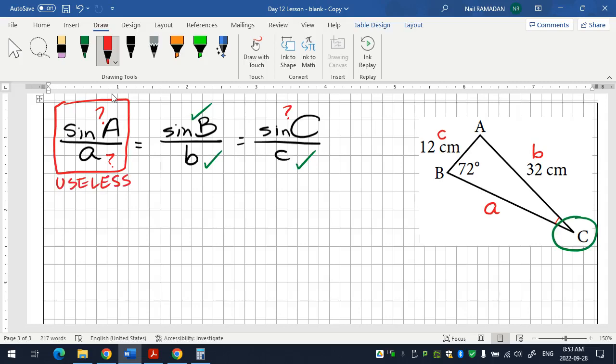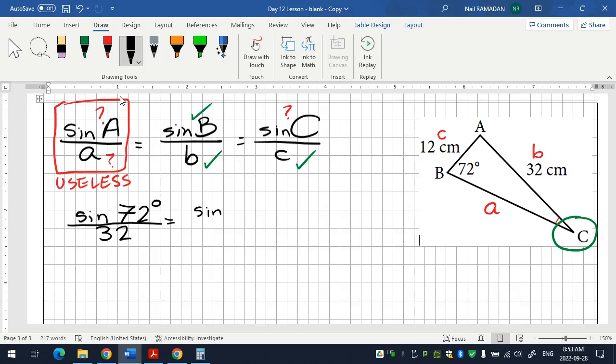Okay. Now, can I put some numbers in? Of course I can, because I'm already done with the symbols. I need to plug in some numbers. Again, how many check marks do I have? Whenever you have 3 check marks and 1 question, you can do what? Cross multiplying. So let's do the numbers. Sine of B is sine of 72 degrees over, what's b? 32 equals sine of, do I know what the C is yet?